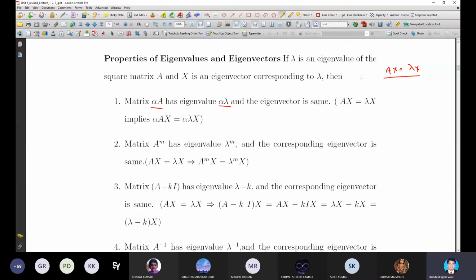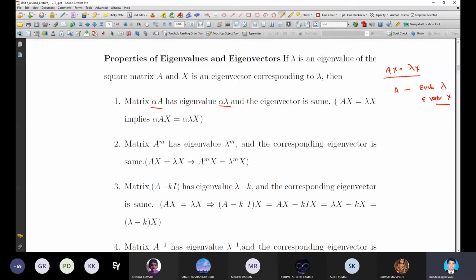Any scalar lambda is said to be an eigenvalue if there exists a non-zero solution of the matrix equation Ax is equal to lambda x, and then that x is said to be the eigenvector corresponding to the eigenvalue lambda. This is the definition of the eigenvalue and eigenvector. Now A has the eigenvalue lambda and eigenvector x corresponding to eigenvalue lambda. Okay.